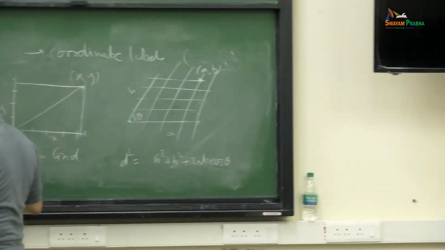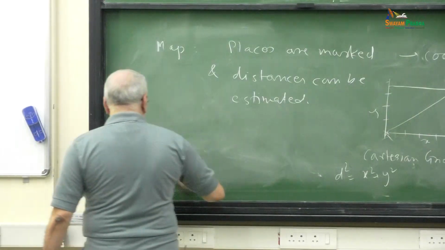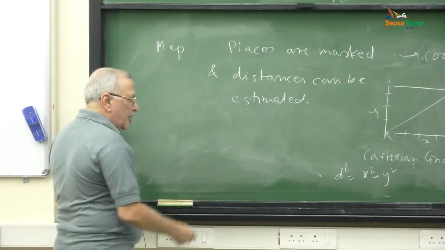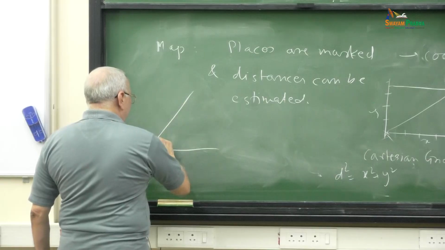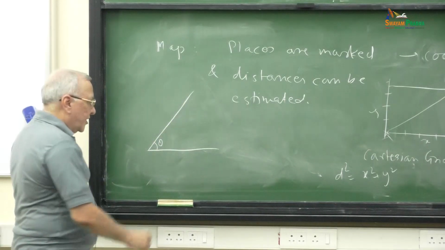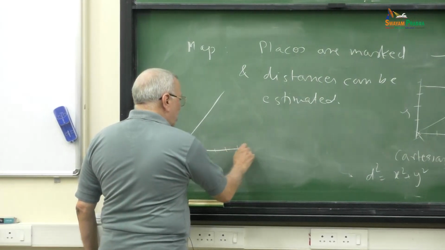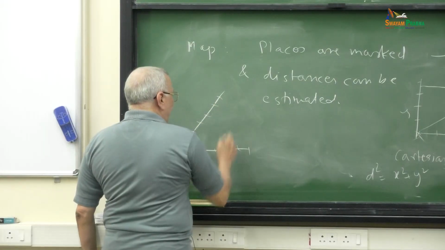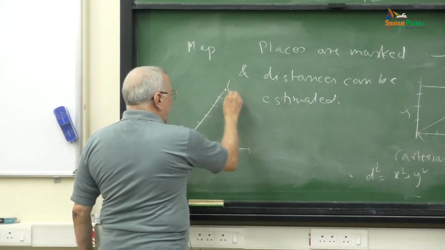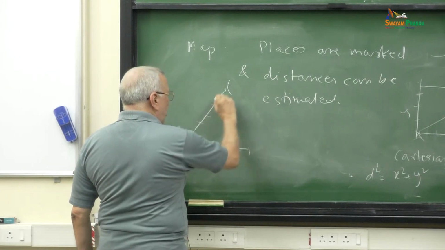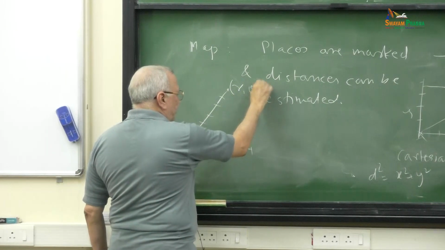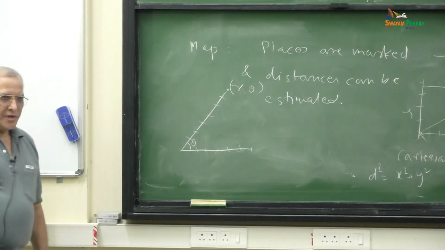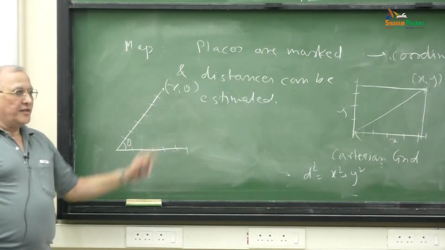Let me make it a little more general now. I use a similar method, but now I take an axis, make an angle, some theta. Along this line again I go so many steps, and at this point I will put the coordinates to be the number of steps I have gone along this, which is r, and this angle theta. Okay. So now my coordinates are r and theta given.